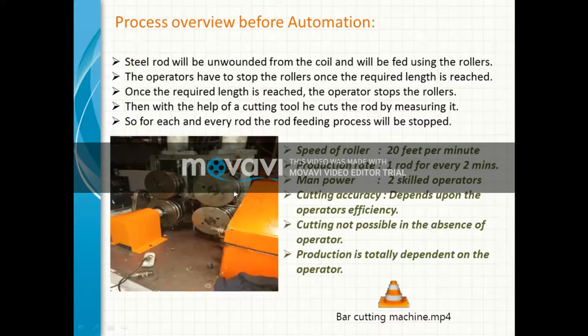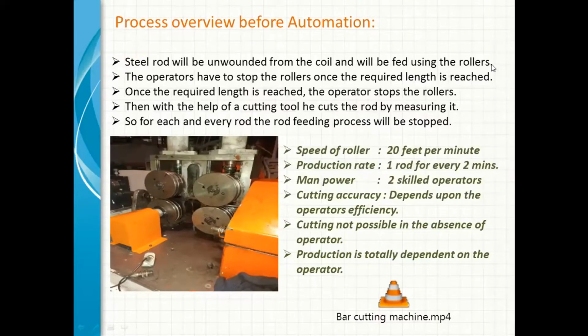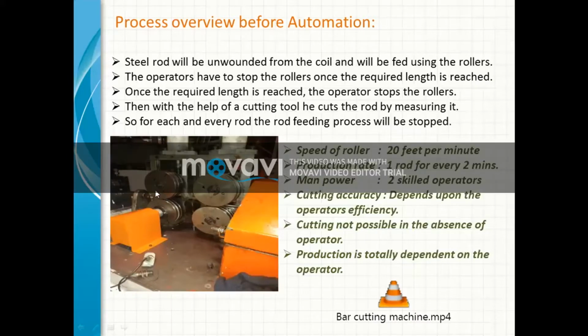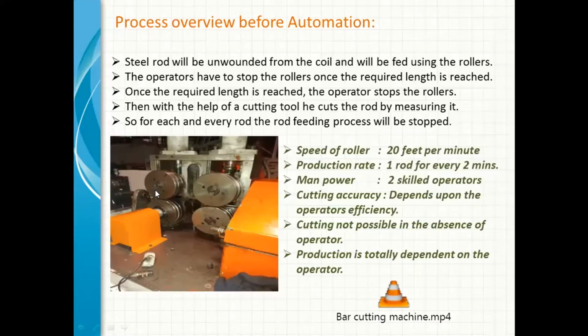Between these rollers, the steel rod will be moving. These rollers will be pressing against each other, pushing the rod outside. So this was the process before, and they measured the length of the steel rod manually. They'd measure 4 meters of length or 3 meters of length, according to the customer's requirement. They'd measure the rod and cut each and every rod individually.